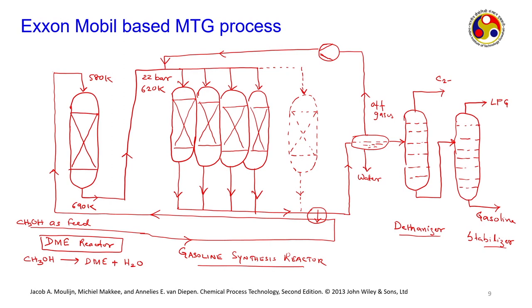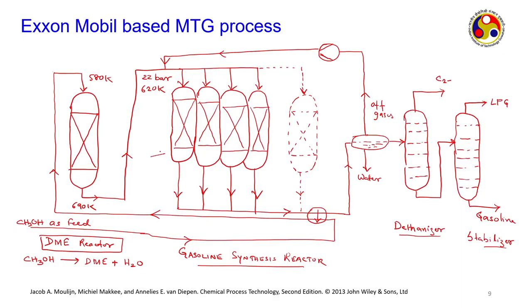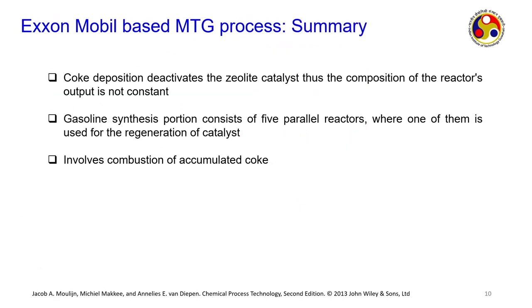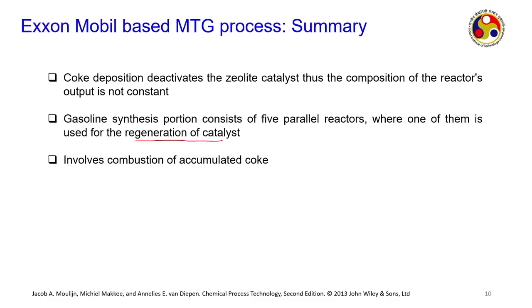The integral part here is the catalyst ZSM5, with the catalyst beds here. The only issue is that coke deposition deactivates the zeolite catalyst, so the composition of the reactor output is not constant. So I have made 5 parallel reactors, where one of them is used for regeneration of the catalyst. I have made it dotted to mean it is taken out and used for regeneration.